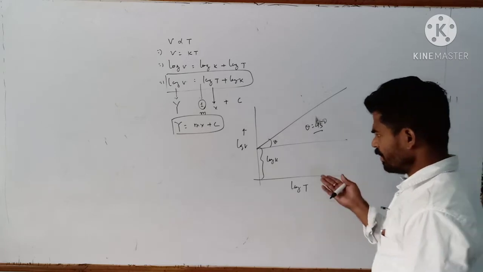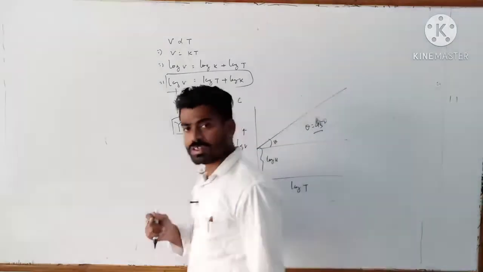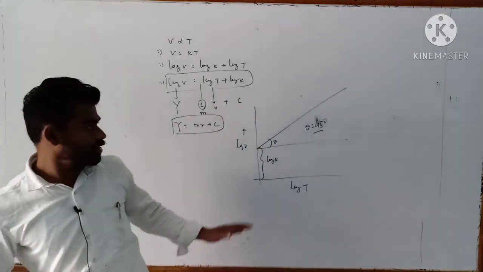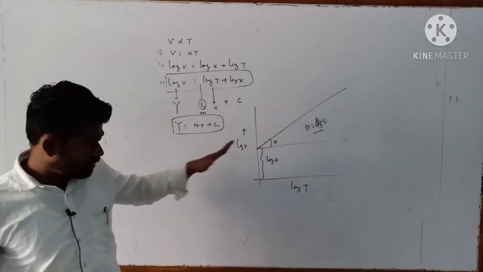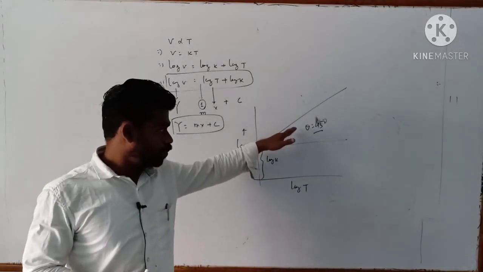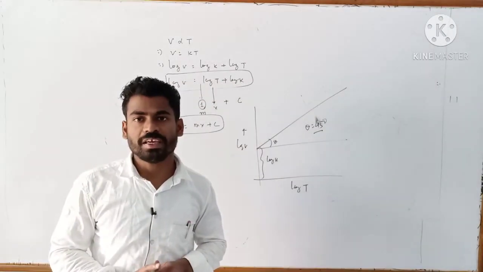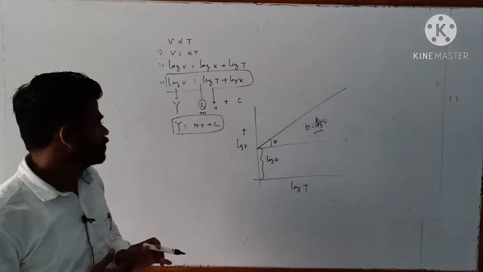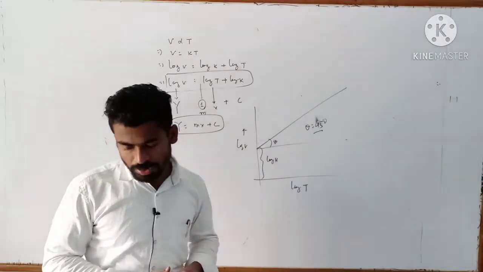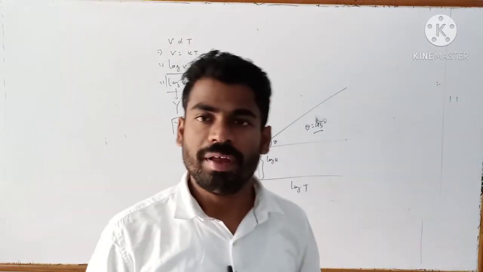And here definitely the pressure is constant. So you can say this plot is an isobar, that means by keeping pressure constant. Okay, so this is all about your Charles law. Am I right? Okay.